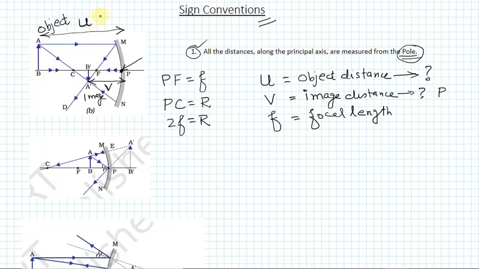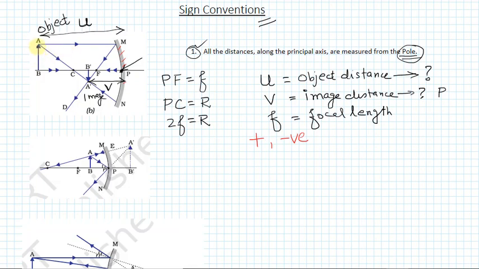Now, in practical usage or while solving numericals, these u, v and f take some positive or negative signs before them based upon some rules. Now we need to know or understand these rules which fall under these sign conventions. Before that, we also need to take an example. This is one concave mirror, we know that. And this is an object.